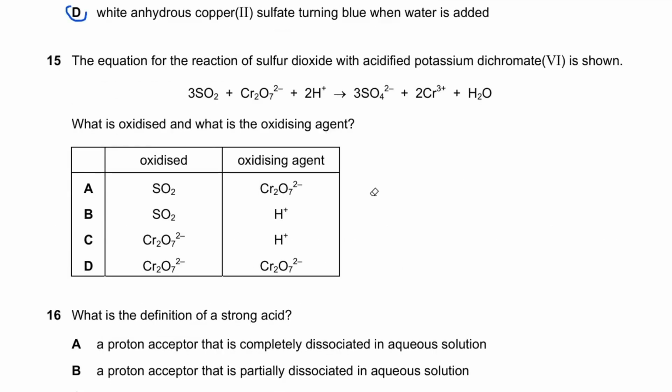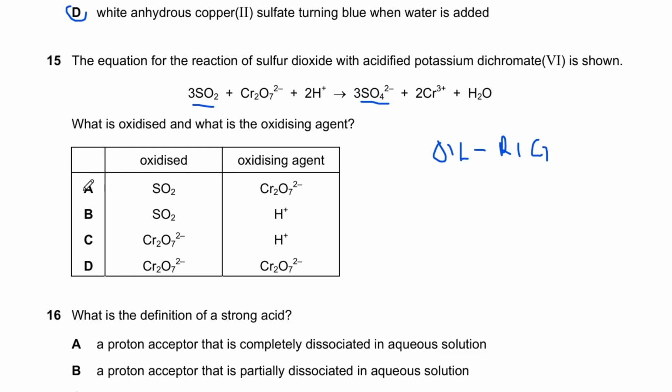Question 15. The equation for the reaction of sulfur dioxide with acidified potassium dichromate(VI) is shown. What is oxidized and what is the oxidizing agent? So oxidation is gain of oxygen or loss of electrons. Reduction is loss of oxygen or gain of electrons. Remember your OIL RIG. Oxidation is loss of electrons, reduction is gain of electrons. So let's look at the options. We have A, sulfur dioxide changes to this. There is an increase in the number of oxygen, so that's oxidation. That means sulfur dioxide is oxidized.